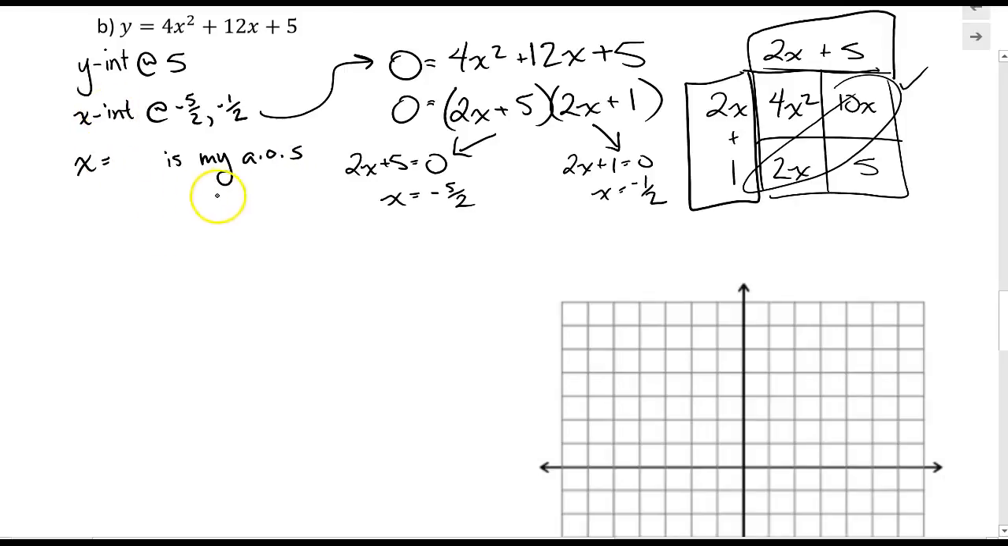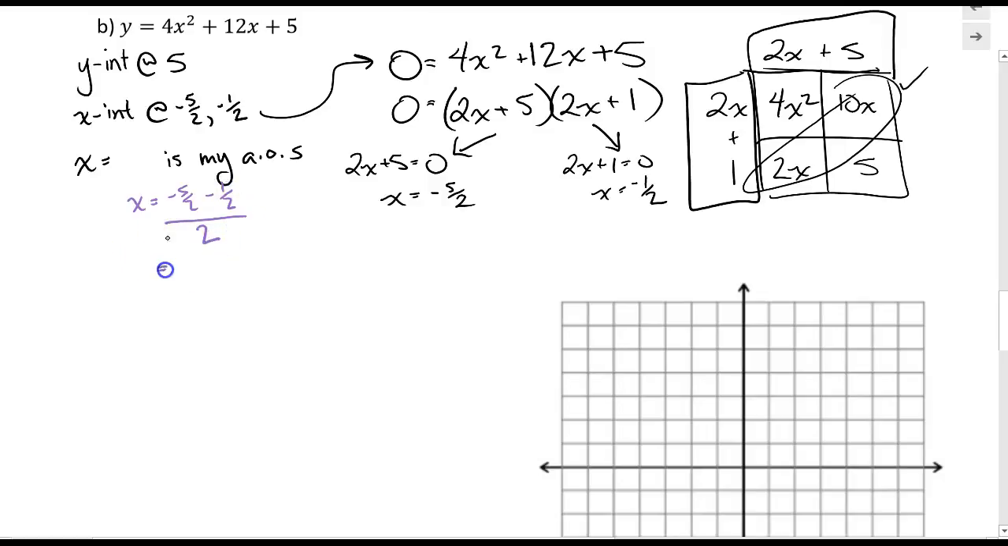How do I do this? Again, I'm going to calculate it. I'm just going to use purple here so I don't get confused. I'm going to use that equation to find the average of my intercepts. So it's negative 5 halves plus negative a half, or subtract a half, all divided by 2.